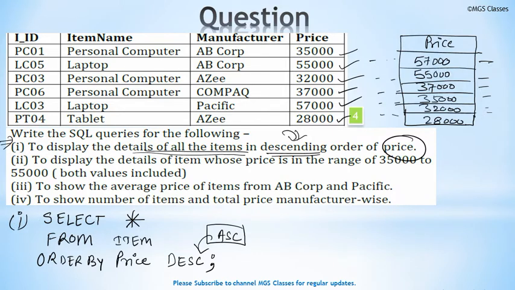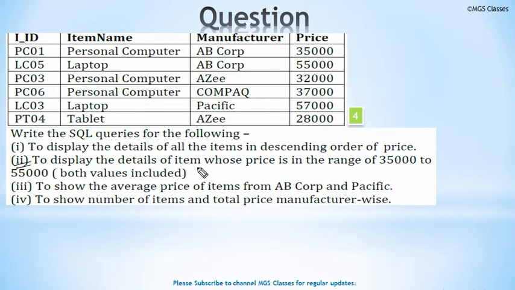Now we will go and see the second portion. So this way you can answer it. Now the second question is asked to display the details of the items whose price is in the range of 35,000 and 50,000, both values included. For that purpose, if you directly know the concept of the between operator, then you can directly apply the between operator to get the result between 35,000 and 55,000. So let's write first. Two ways you can use to write this query. So I am just solving it using both ways.